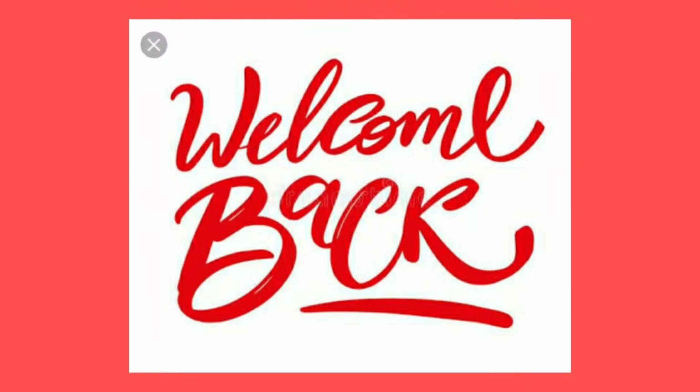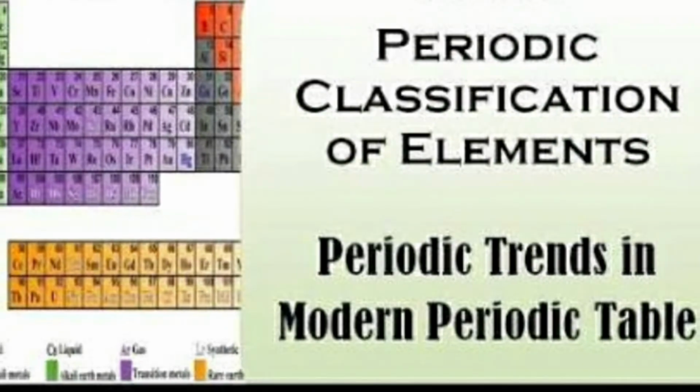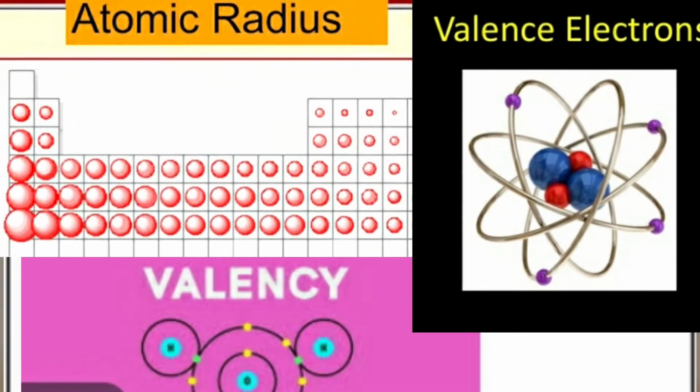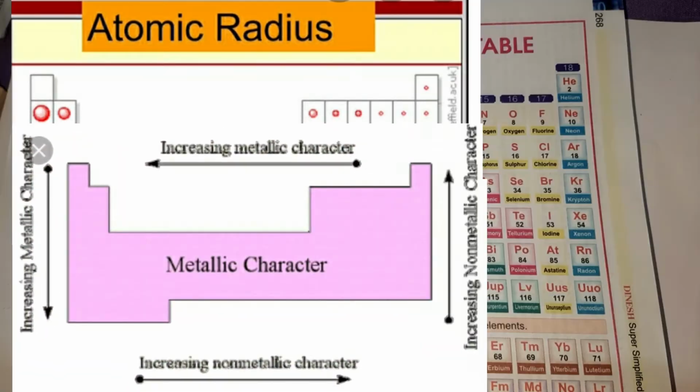Hi friends, in this video I'm going to explain the characteristics of periods and groups, or trends, in the modern periodic table. So what are the characteristics? We are going to learn about valence electrons, valency, atomic size and metallic character.